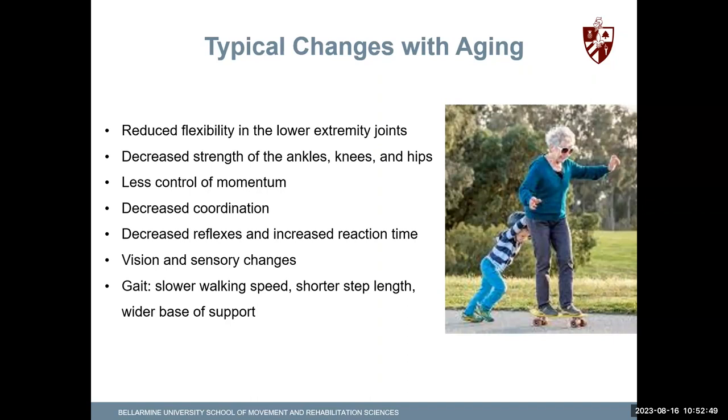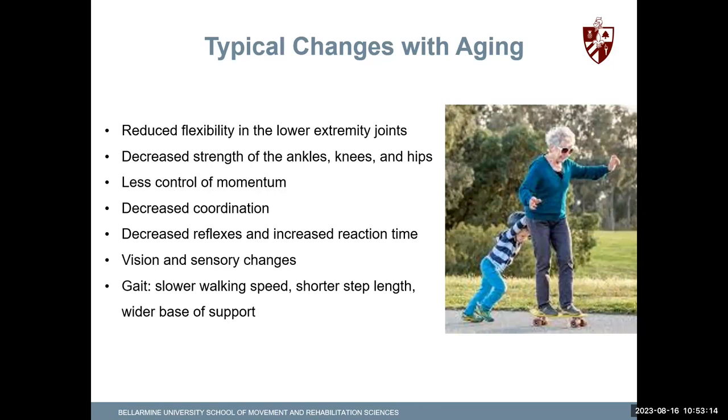We will also see vision and sensory changes. And then when we look at their mobility, we do see that our walking speed slows down with older adults. We see a shorter step length and wider base of support. So those are all attributes that are typical with the normal progression of aging. Now, the rate of these changes varies from person to person.